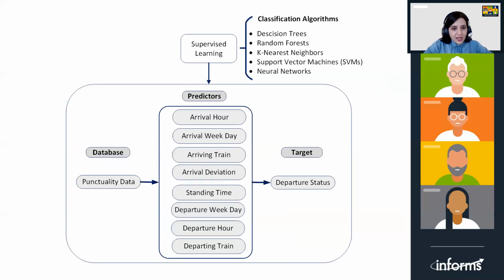From the data set that we had, which was a small punctuality data set, we set some predictors, which comprised of arrival hour, arrival weekday, arriving train, arrival deviation of the arriving trains and wagons, which deal with the arrival yard. We had the standing time of the rail cars in the classification yard, and we also had the departure weekday, departure hour, and departing train, which deal with the departure yard. And by that, our target was to classify the departure status of the departing trains.